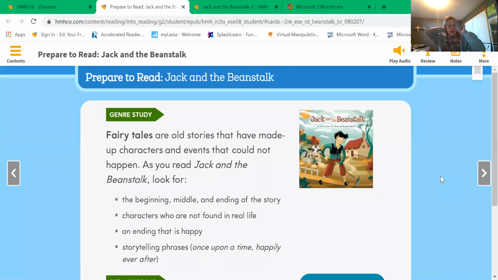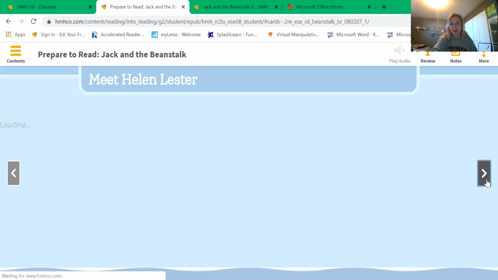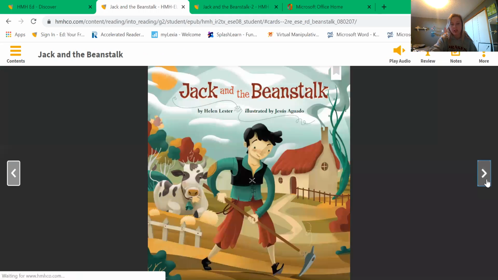Okay, so again, I've gotten some of your retellings back, and you are doing awesome on that with a lot of detail, so that's really good. Again, it's a fairy tale. It has a beginning, middle, and end. There's a problem. They have to solve the problem, and there's usually a happy ending. So that is that. So, Jack and the Beanstalk.